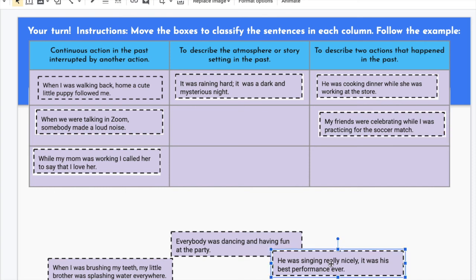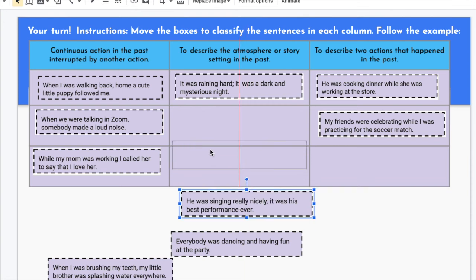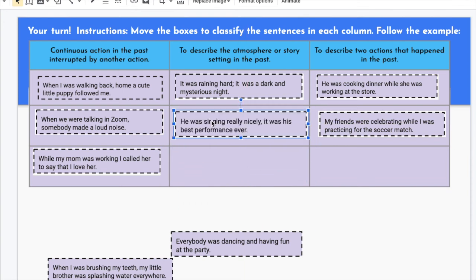Okay, he was singing really nicely. It was his best performance ever. Okay, am I describing the atmosphere? Do I have two actions happening at the same time? What do you think? Okay, in this case, this description corresponds to the background information. I'm setting the atmosphere. I want to tell more details about that.